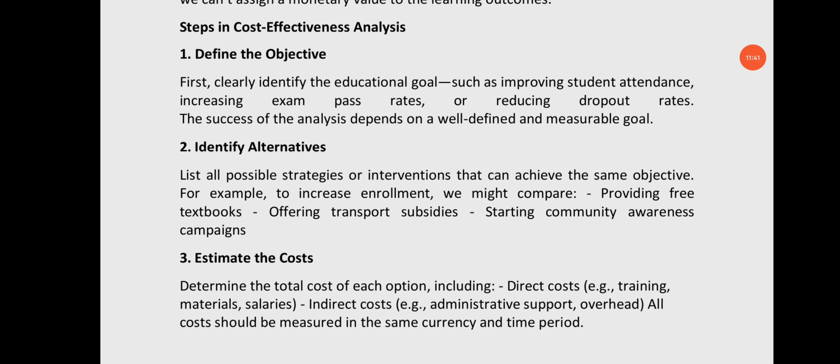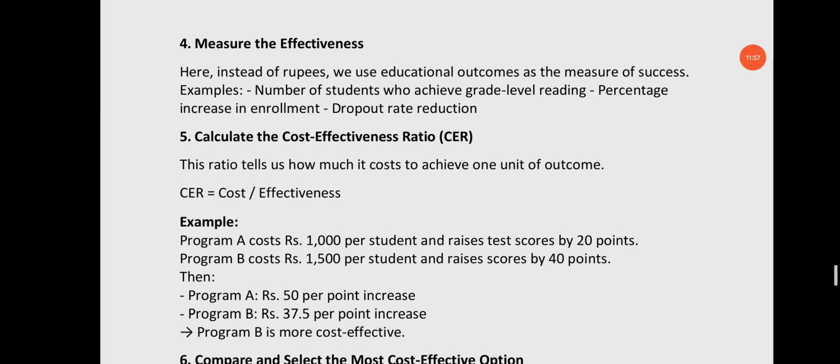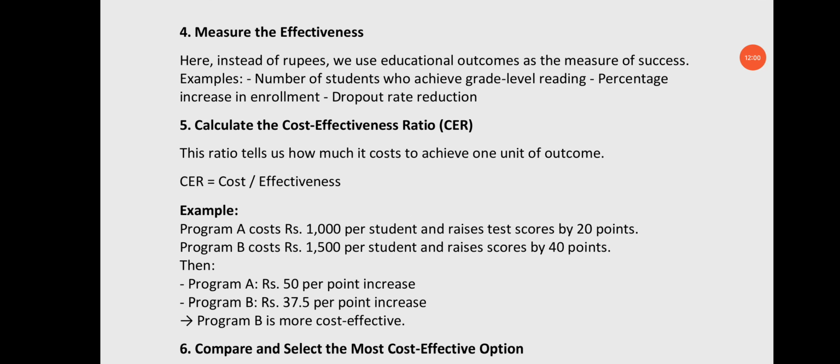Number three, estimate the cost. Determine the total cost of each option, including direct costs, for example training, materials, salaries, and indirect costs, for example administrative support, overhead. All costs should be measured in the same currency and time period. Number four, measure the effectiveness. Here, instead of rupees, we use educational outcomes as a measure of success. Example: number of students who achieve grade level reading, percentage increase in enrollment, dropout rate reduction.